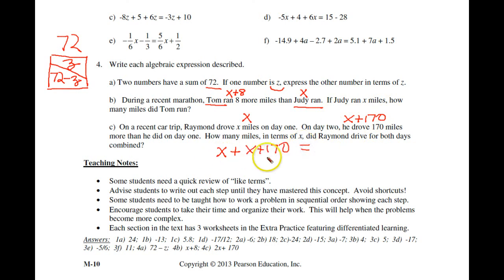Now, this is in its spread out form. We want to simplify this. So the answer would be 2x plus 170. I believe that's what they want. Yep, right down there. Okay? Now, if you put it in MATLAB this way, again, they're not going to accept it. They wanted it simplified.